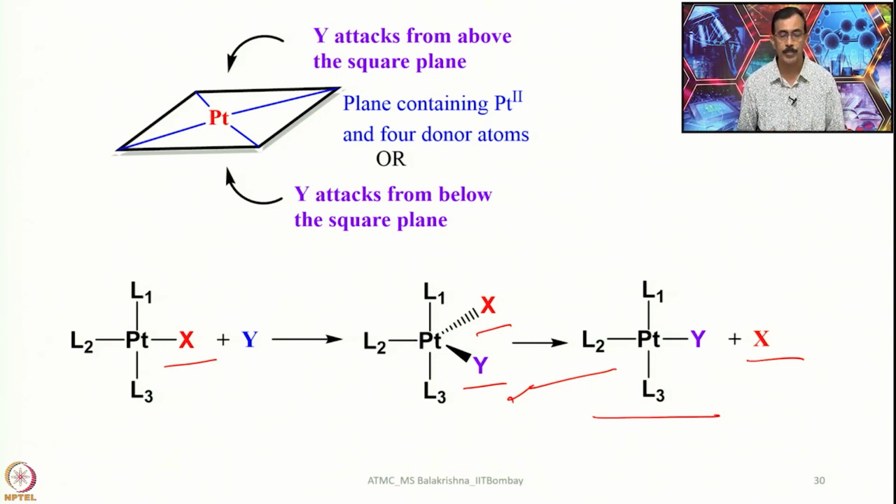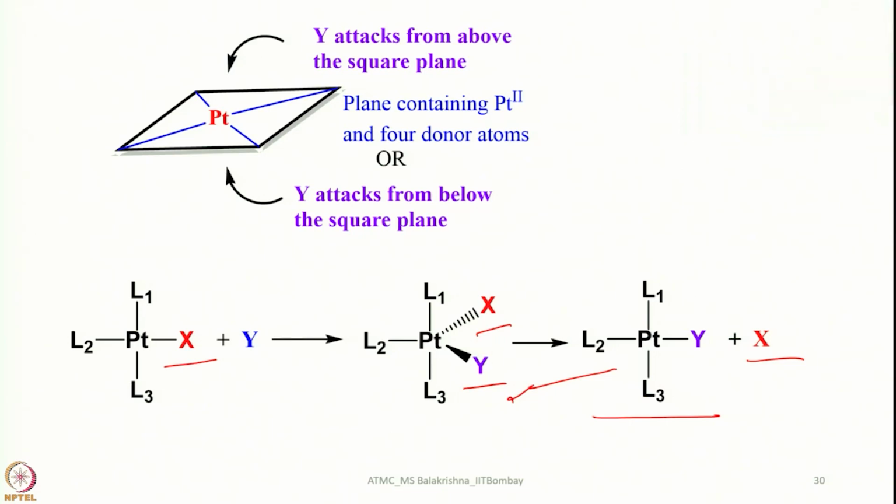Now the question is why it adopts trigonal bipyramidal geometry, why not square pyramidal geometry? Square pyramidal geometry, it can come and attack something like this, and then this can go and it can revert back to square planar geometry. So that is the thing.